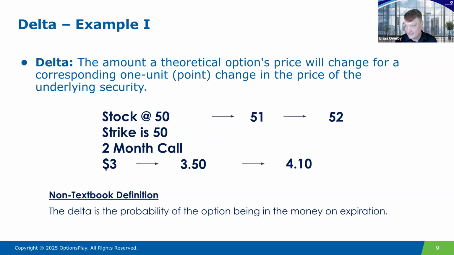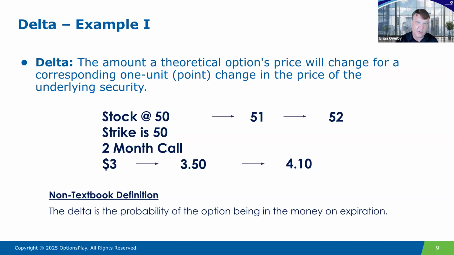I love it. Yeah, it would be, because you know what? It has to add to 100. Either the call's going to be in the money or the put's going to be in the money. And if it's based off of probability, if the call probability of being in the money is 60, the put probability of being in the money is 40. If the call probability of being in the money is 75, i.e. the delta, then the put is going to be 25.